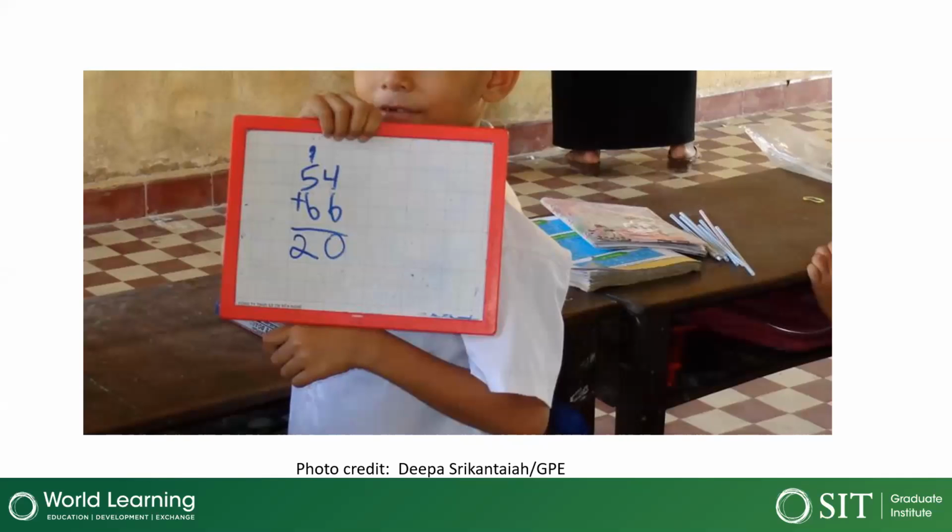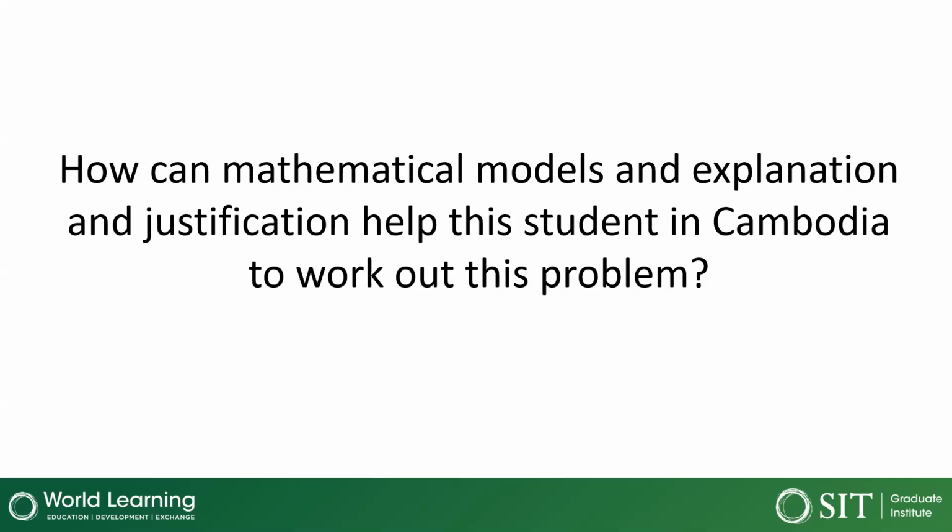However, think through how mathematical models and explanation and justification could have helped this child better solve this problem accurately, or think through the problem differently, maybe to get the right answer. And either you can put it in the chat box, or you can also unmute yourself. So I'll give you a little bit of time. I can go back to the previous slide so you can see the problem, but think about how we can use mathematical models and explanation and justification to help the student in Cambodia work out this problem.